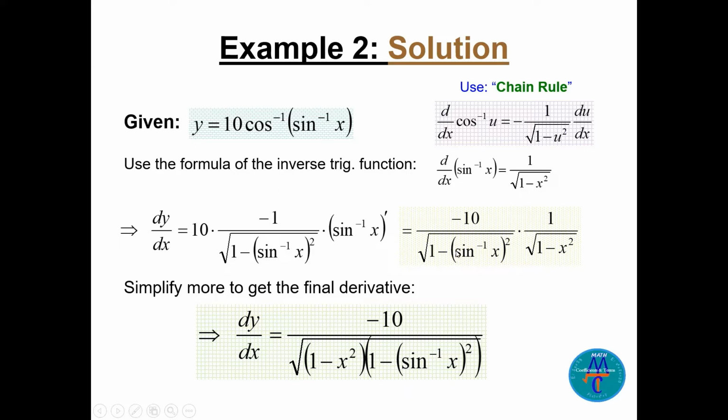Let's simplify everything here to get dy over dx. It will be minus 10, and here we have the product of two radicals. We can put them under one radical. It will be 1 minus x squared in the bracket. In another bracket we have 1 minus inverse sine of x, all squared. That's the derivative.